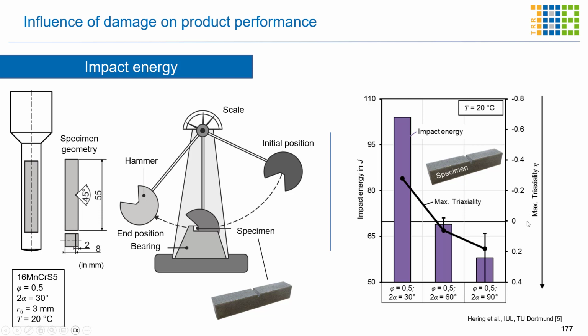And as you can see on the right hand side, we have in black the line for the maximum triaxiality. So with different shoulder opening angles, we can control the maximum triaxiality, and with a shoulder opening angle of 90 degrees, we have a higher triaxiality, which then leads to higher damage evolution and less impact energy. So we can say with higher damage, we have a smaller amount of impact energy until the specimen fractures.